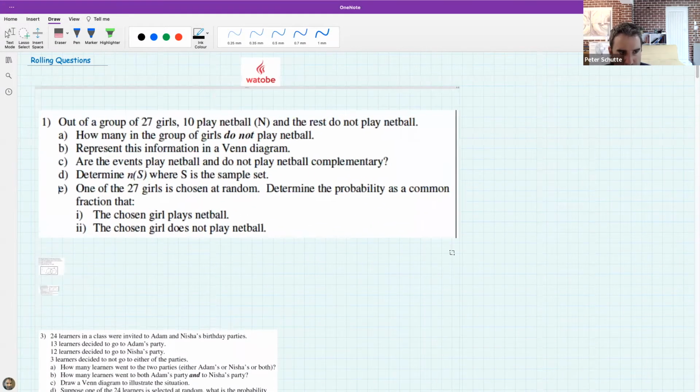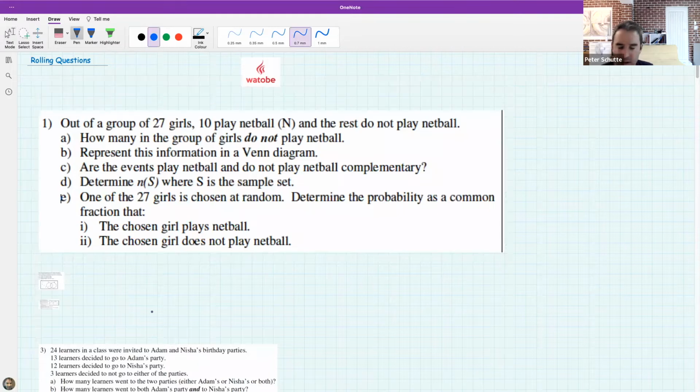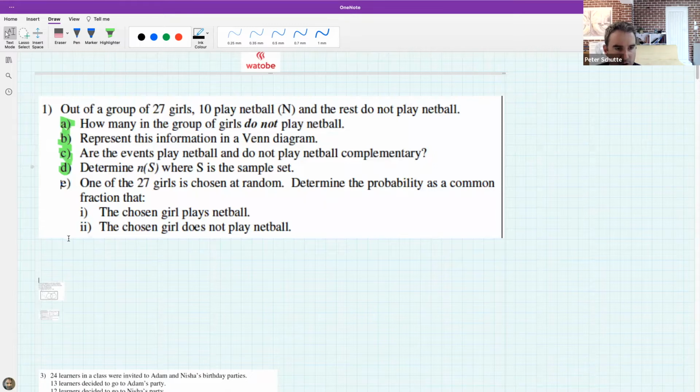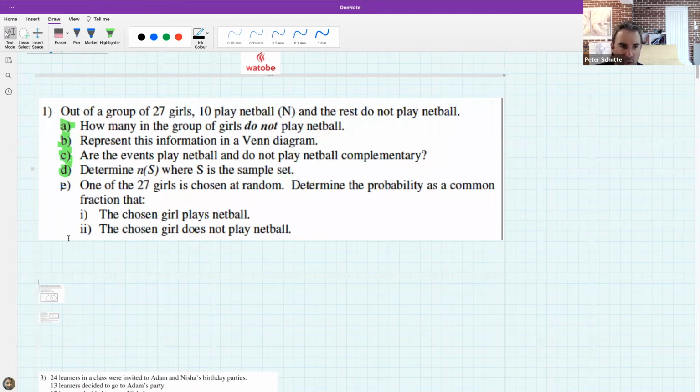Okay, question number 1. There are a group of 27 girls, 10 play netball and the rest do not play netball. I want you to answer the questions for me, A to D. There's a drawing also of a Venn diagram. You won't be able to put that in the chat, but everything else I want you to try and put in the chat. So try and answer this question based on what you know of Venn diagrams. If you feel like you have no knowledge of Venn diagrams, please let us know in the chat or raise your hand, and we'll go from there.